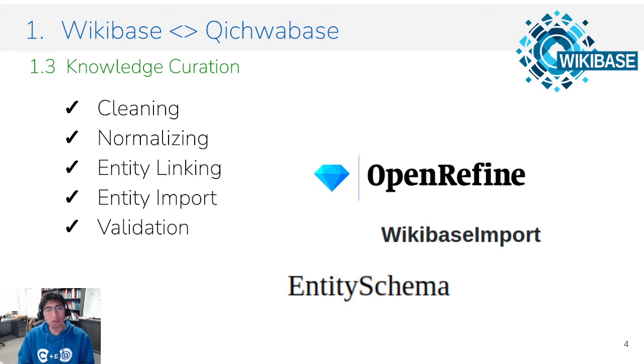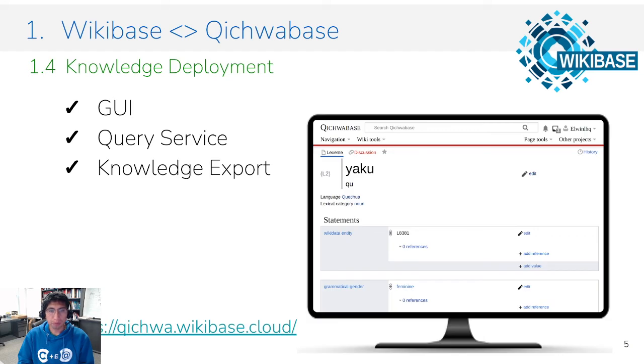Those tools can help you to clean the data, normalize it, link your data with different knowledge bases like Wikidata, import the data from there as well, and also validate your knowledge. Furthermore, we were looking for a user-friendly technology, and Wikibase was very nice because we are used to it. And also the query service that it provides with SPARQL is very nice. And also we can export this queried data.